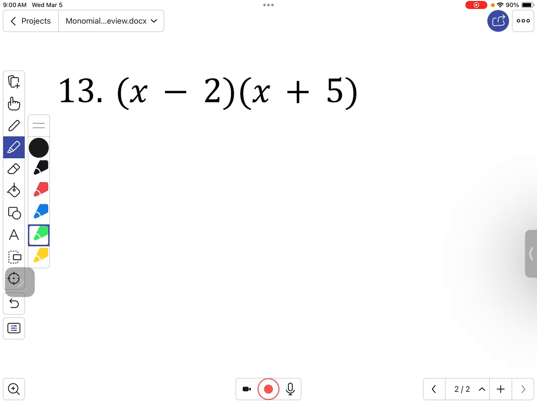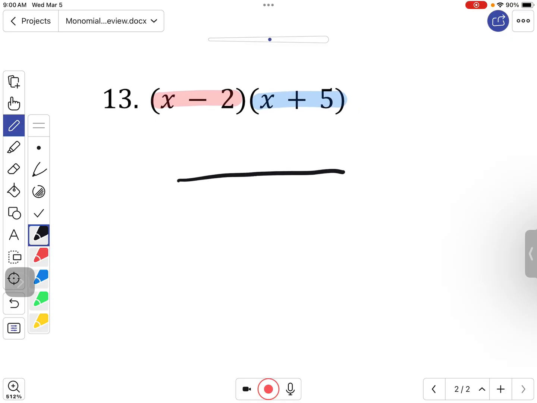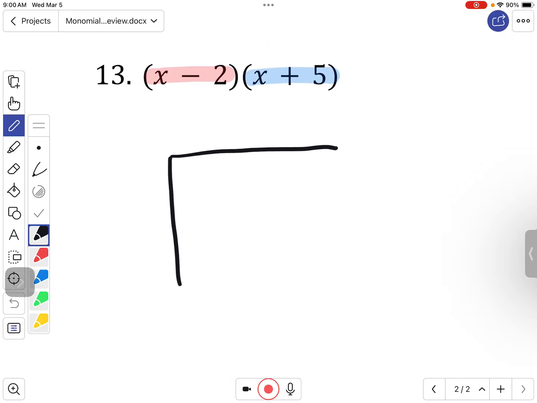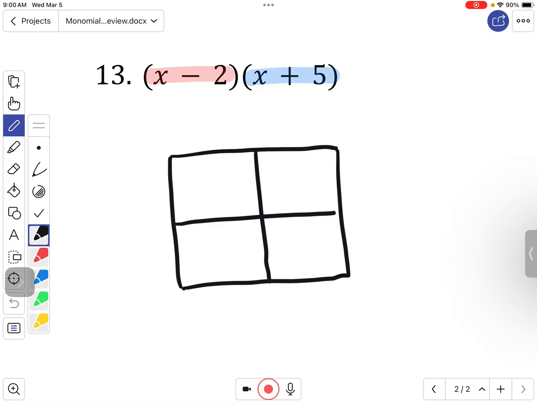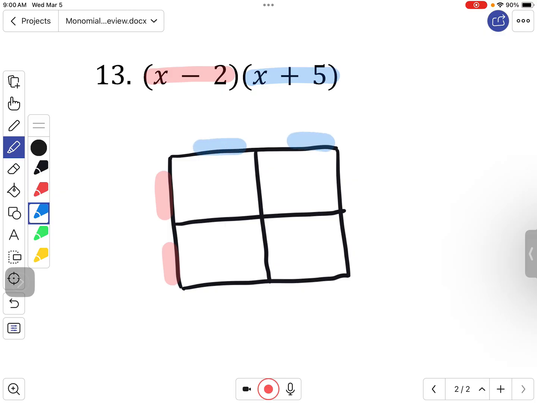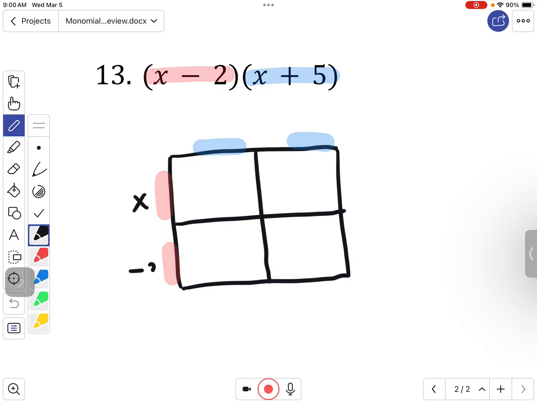So the first thing I have to do is determine what kind of box I want. So I have 2 pieces here, and I have 2 pieces here. So I need my 4 by 4 box. So I'm going to make that kind of window-looking box. And my red ones are going to go right here. And my blue ones are going to go right here. Okay, so this is x and a minus 2. And this is an x and a plus 5.